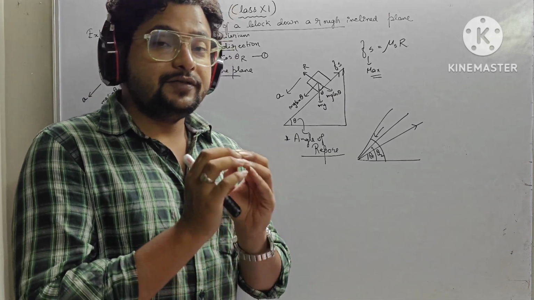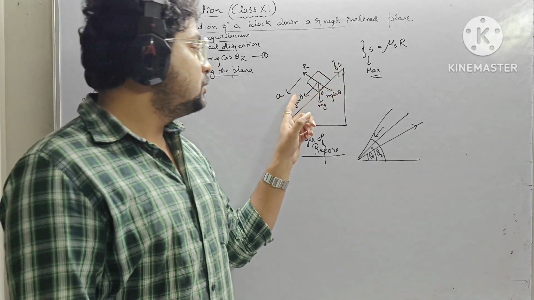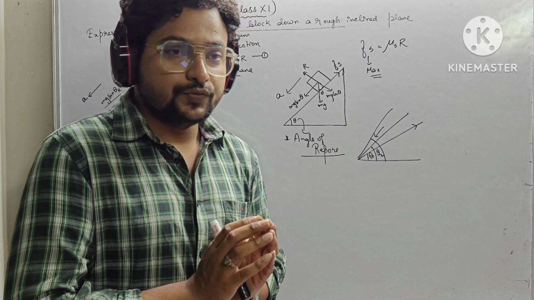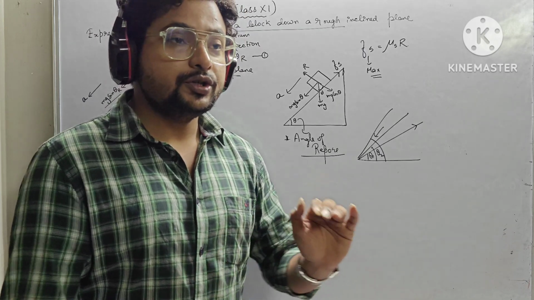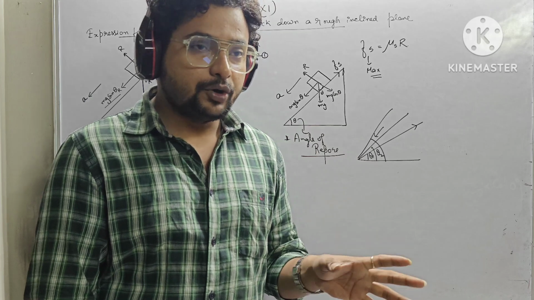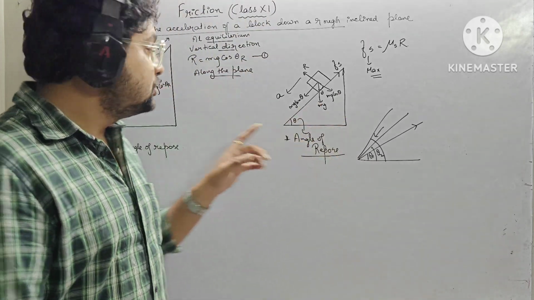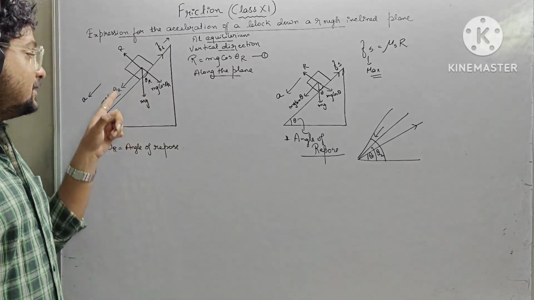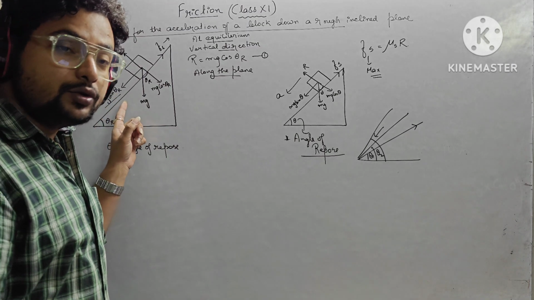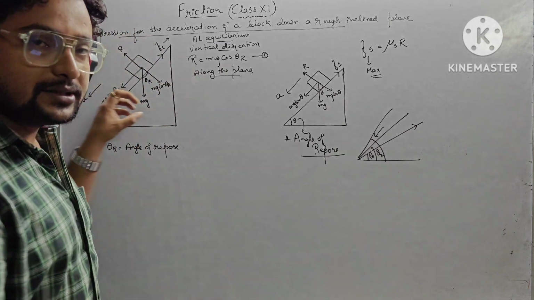Up to the point when friction is equal to this particular component, until that time the body is not going to move, because that is the maximum value of friction which it can apply on the body or on the surface. But if I increase the angle of inclination more, up to the angle of repose, then this particular force mg sin theta is going to become more than the frictional force. That is why the block is sliding down in this direction.